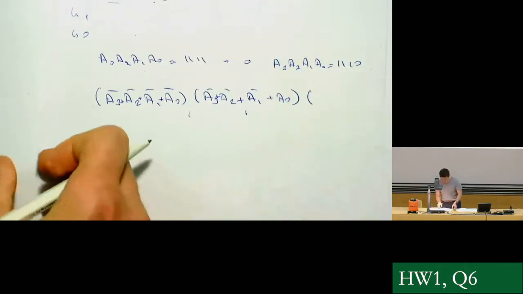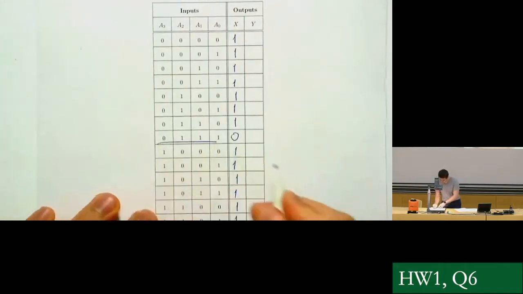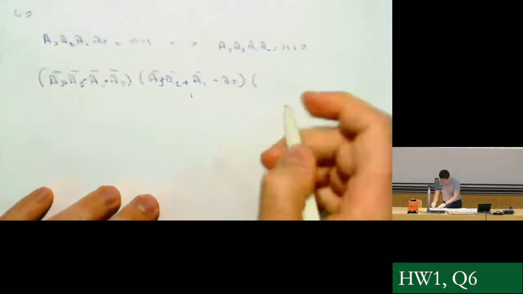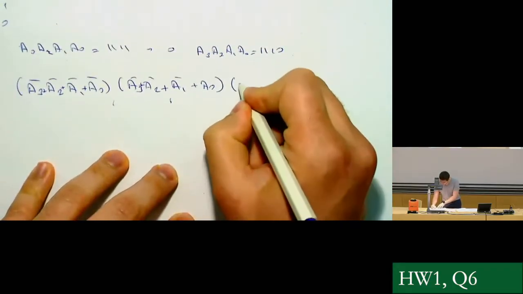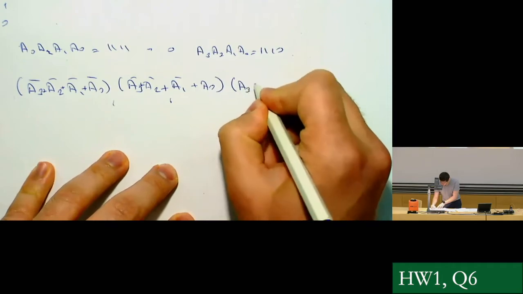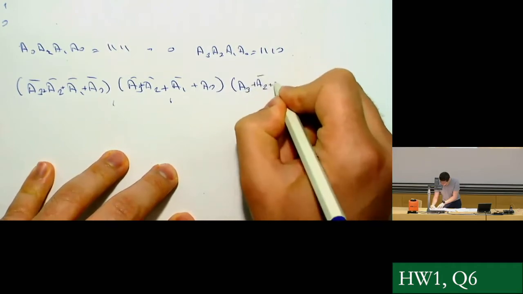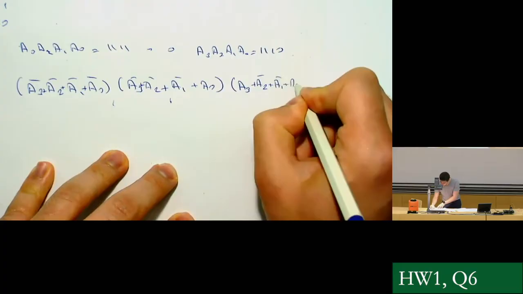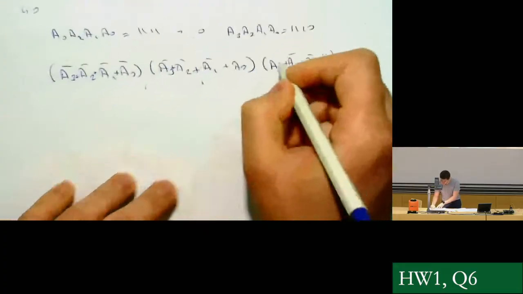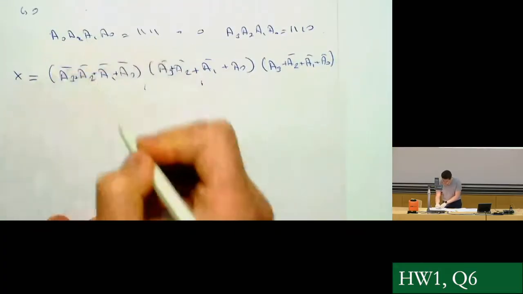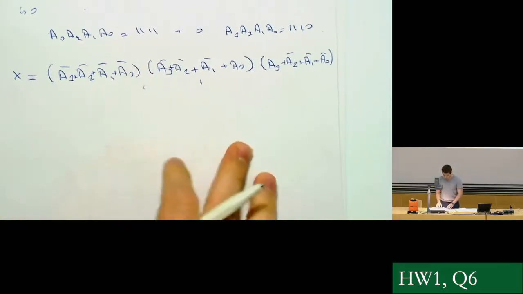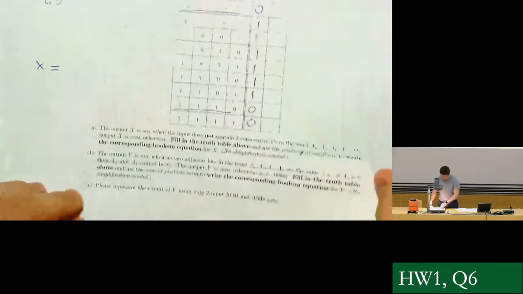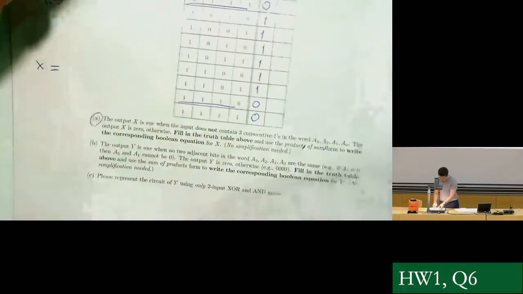And the last one is that one, so I'm going to directly write it. Hopefully you understood the logic here. It will be A3 OR A2 not OR A1 not OR A0 not. Those terms are ANDed, and this is X, and X will be 0 if one of these terms is 0. So this is the solution for A.